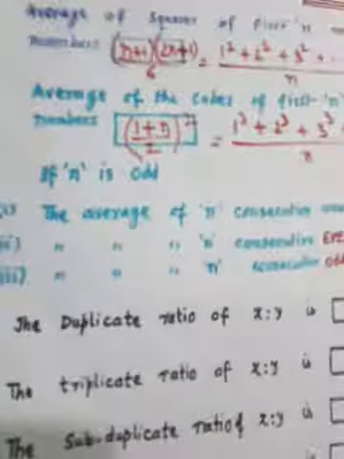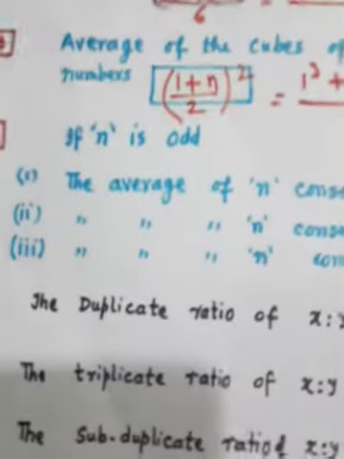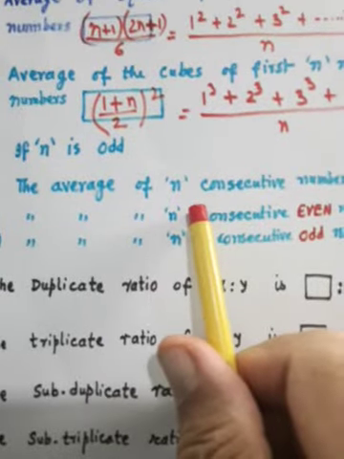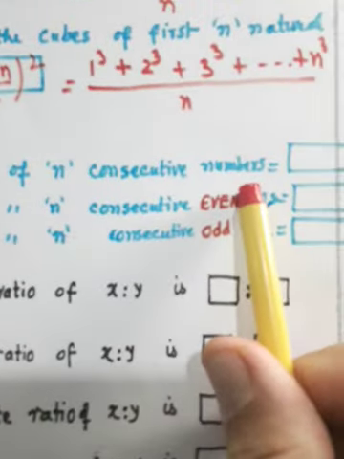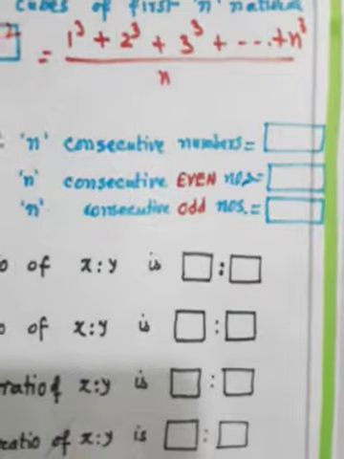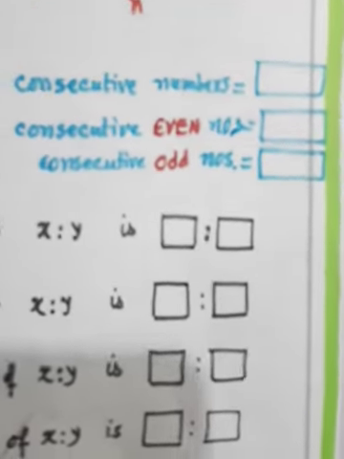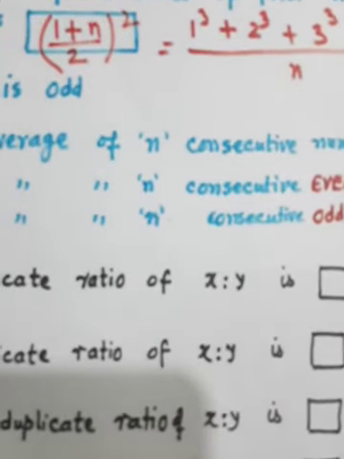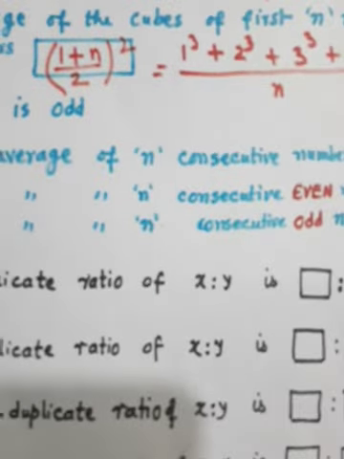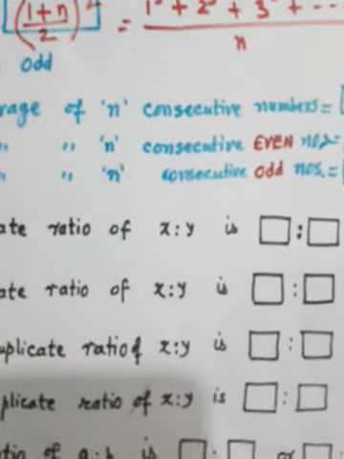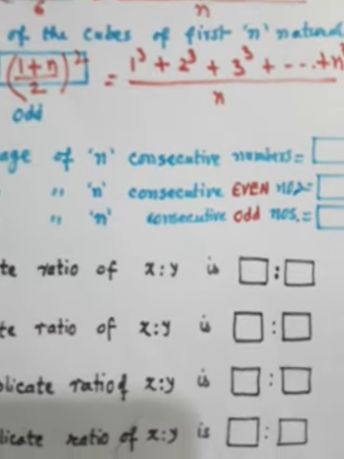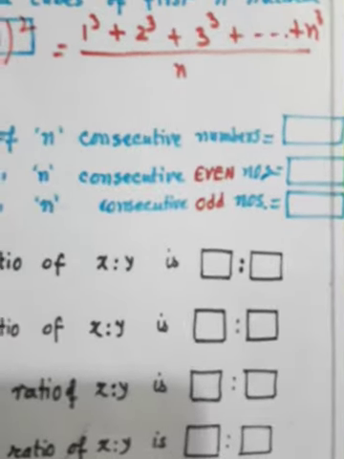Now, there are few more formulas on averages. Average of n consecutive numbers, any consecutive numbers you take. For example, suppose you have to take 3 numbers, 1 plus 2 plus 3 divided by 3, that is the average. The middle number will come, the middle term.